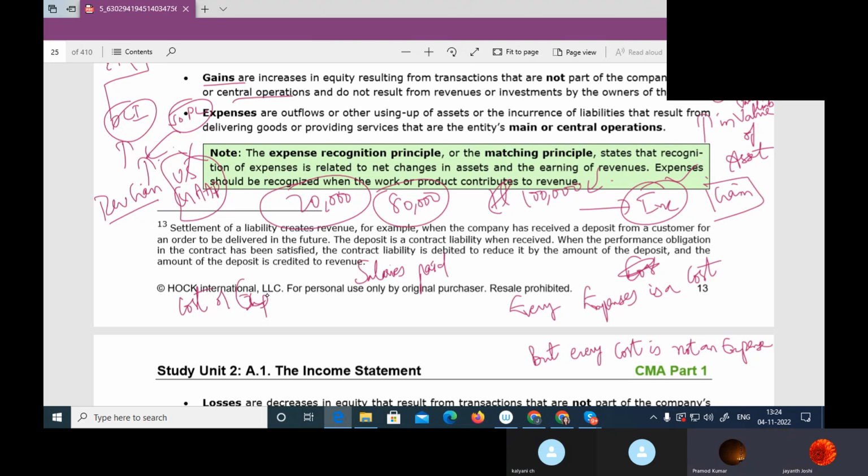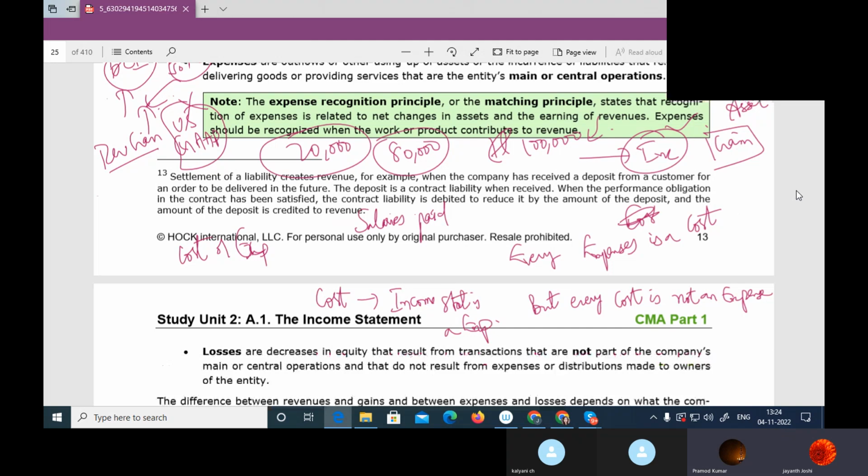Salaries paid, yes. See, every cost which you show in the income statement is an expense. Any cost you show in the income statement is only an expense. But not every cost will be shown in the income statement. Let's say opportunity costs. Do you think an opportunity cost can be shown in the statement of profit or loss? No. Why? What is an opportunity cost?